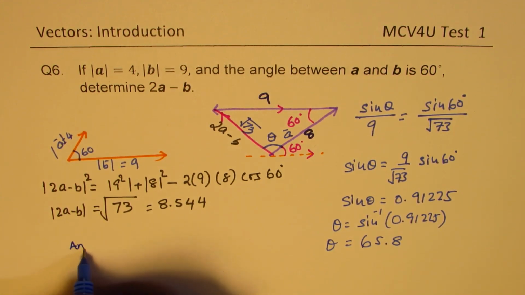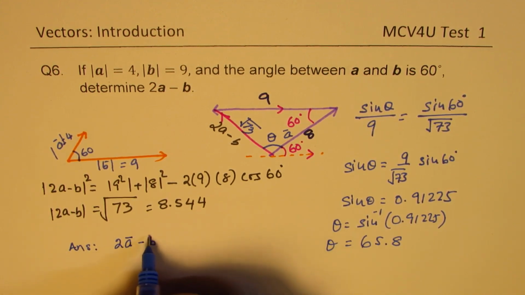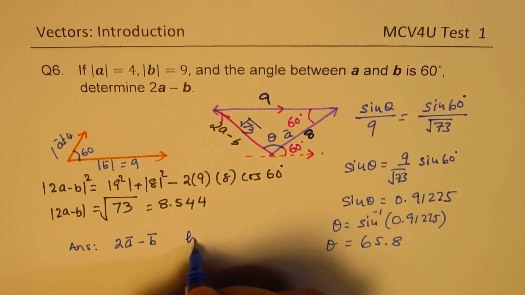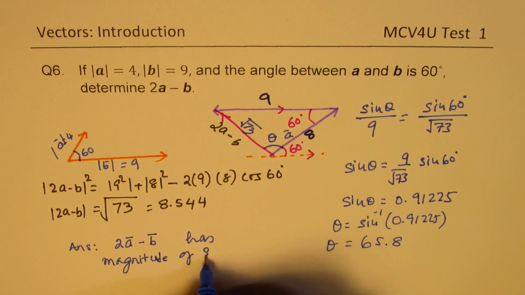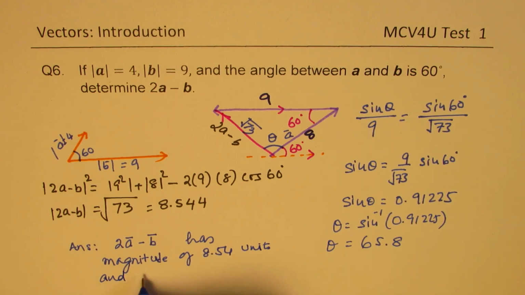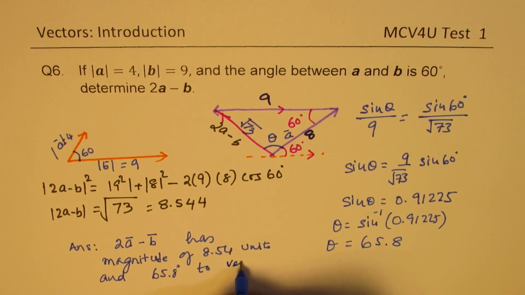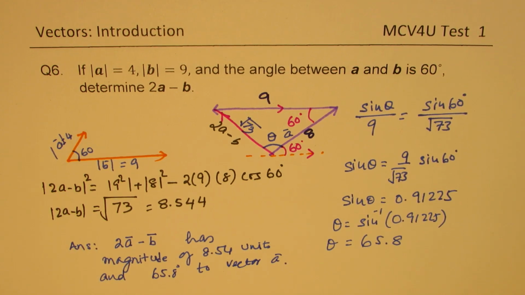So we have our answer, and that is the vector 2a minus b has magnitude of, you can say, 8.54 units and 65.8 degrees to vector A. Clear? So that is how we can describe this. You have to find both magnitude and direction when we say determine 2a minus b.